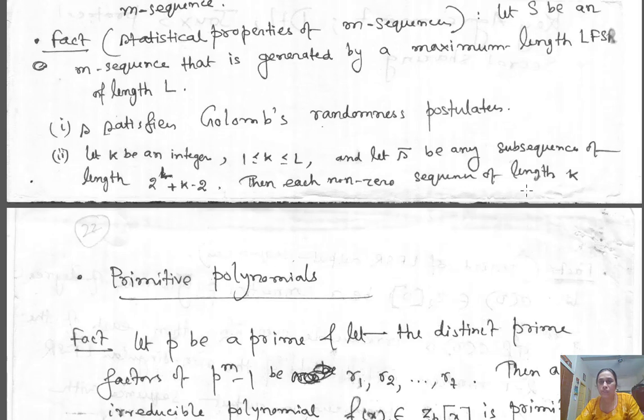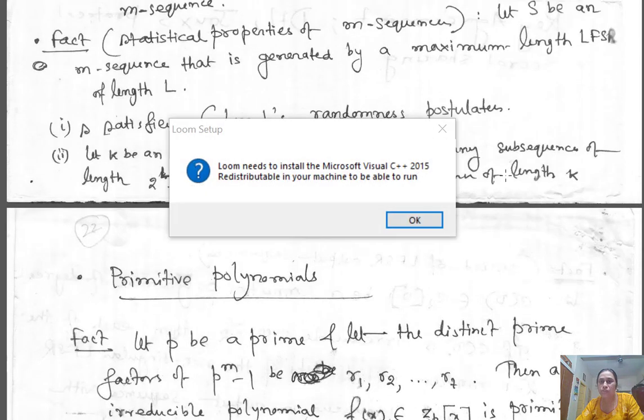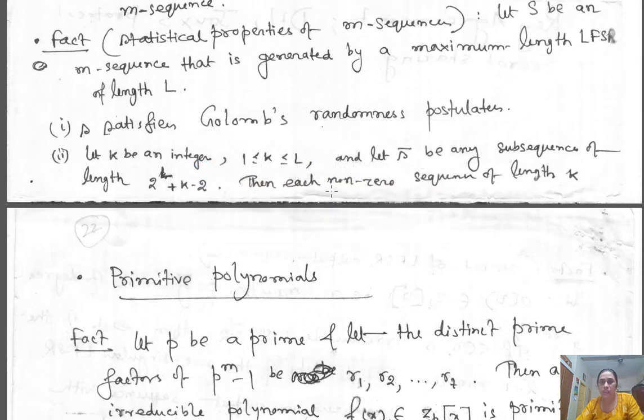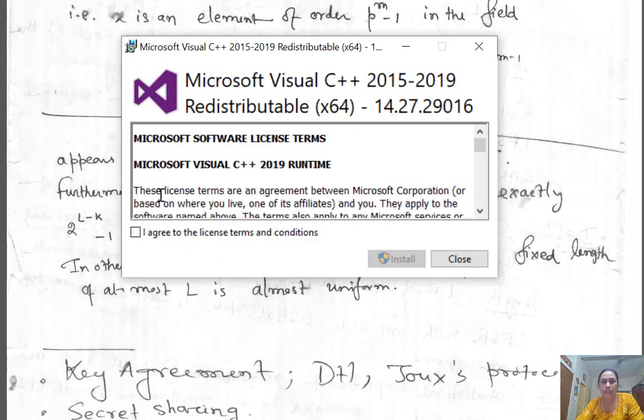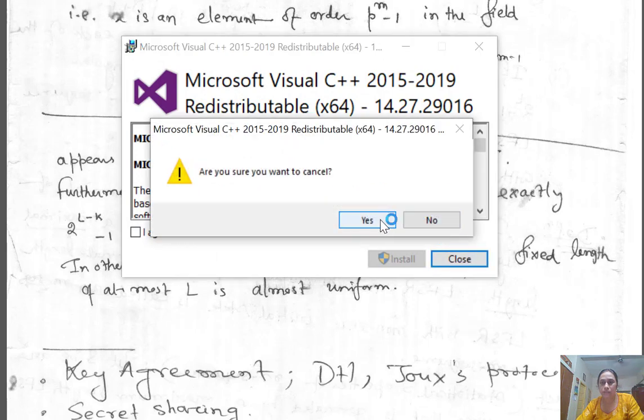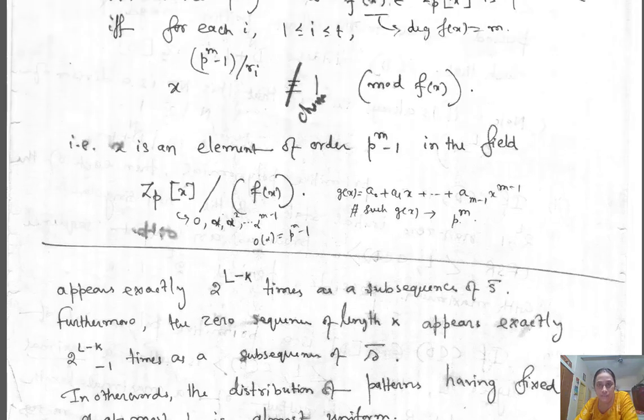For every non-zero sequence of length k, each non-zero sequence of length k appears exactly 2 to the power L minus k times as a subsequence of S bar. So this is essentially a pattern. For a particular pattern, how many times it will come in the subsequence.